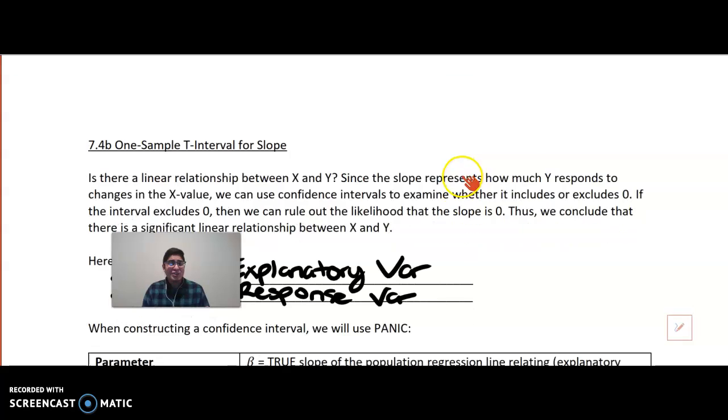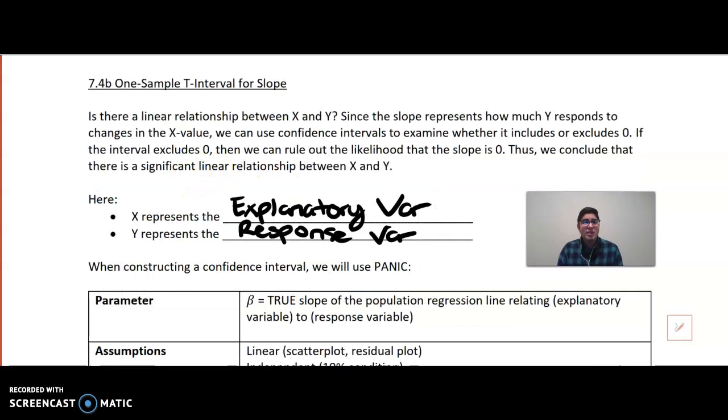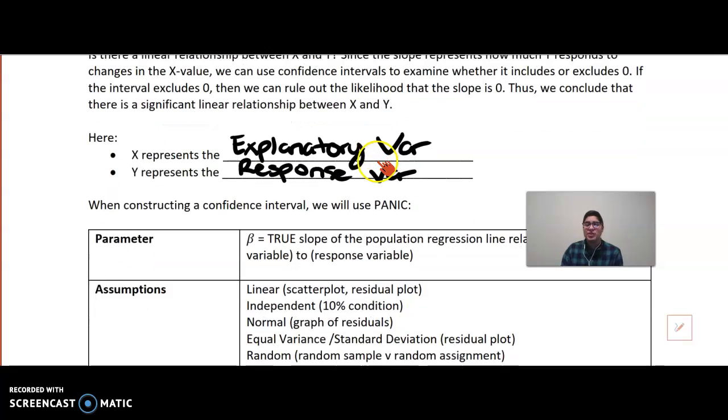So we're actually going to take a look here at our first inference procedure, which is the investigation as to whether or not there is a linear relationship between x and y. Since the slope represents how much y responds to changes in the x value, we can use a confidence interval to estimate whether it includes or excludes 0. If the interval excludes 0, then we can rule out the likelihood that the slope is 0. Thus, we can conclude that there is a significant linear relationship between x and y. As a reminder, x is the explanatory variable and y is the response variable.